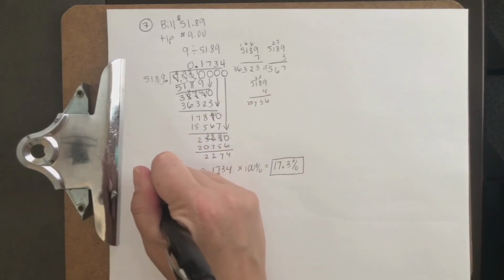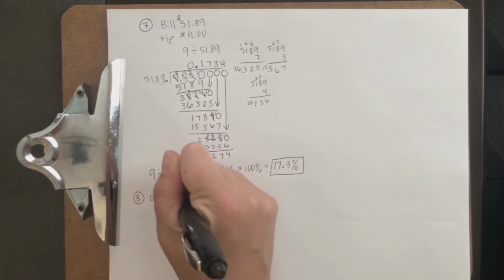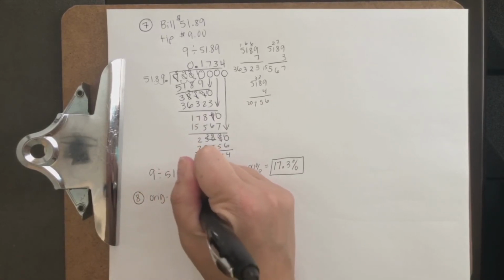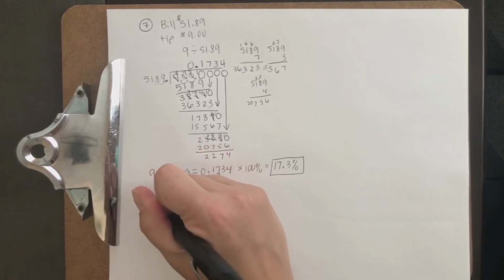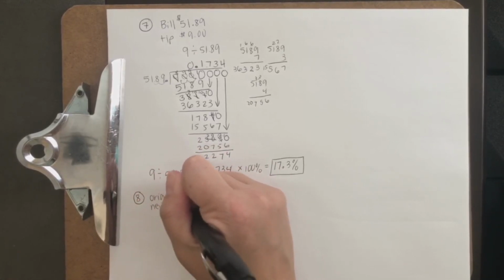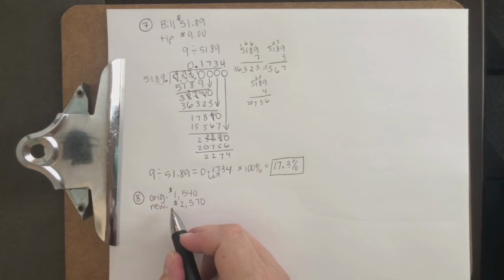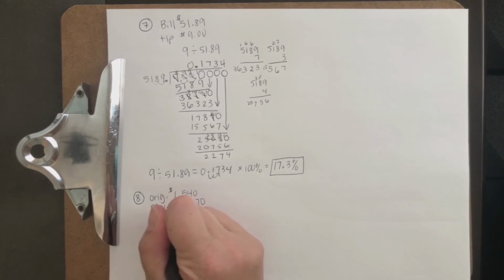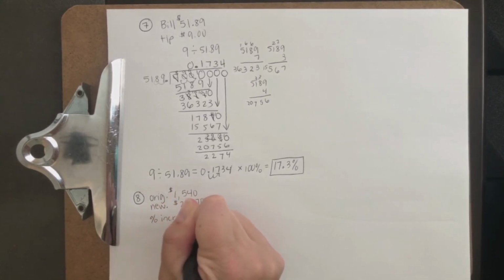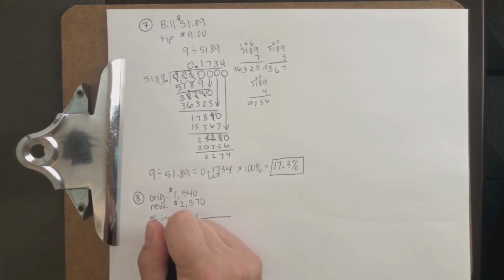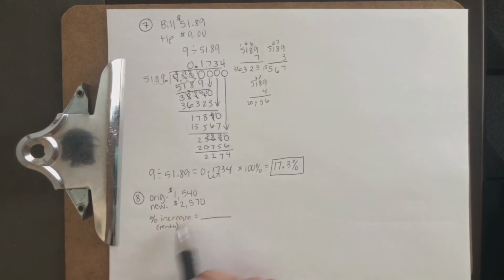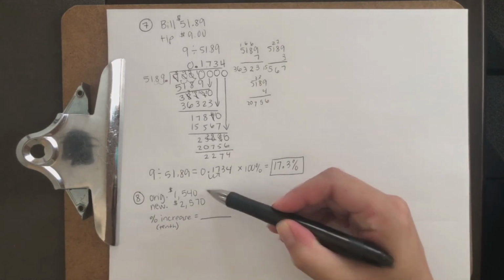So we're doing percent increase. The original is $1,540. The new price is $2,570. The period of 13 years doesn't matter. We're just looking for the percent increase. So percent increase equals, and then round to the nearest tenth if necessary. And that's what we did here, we rounded to the nearest tenth. So we'll take new price minus original price.